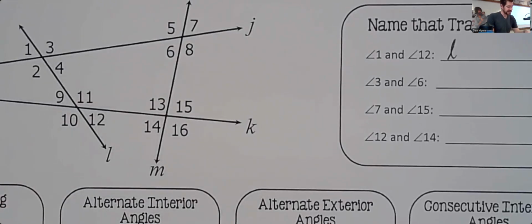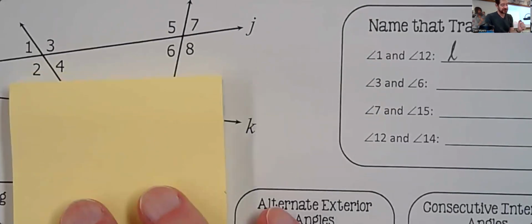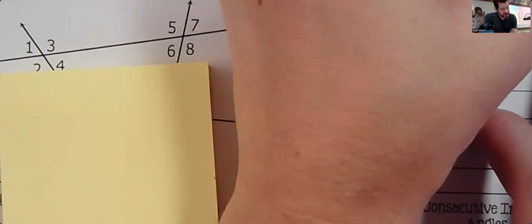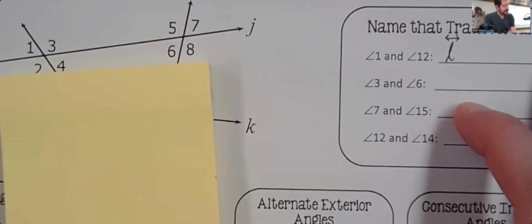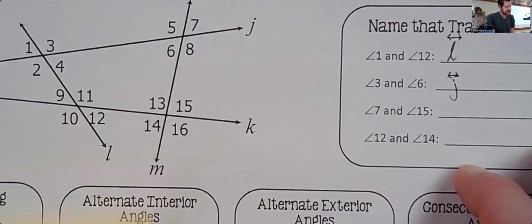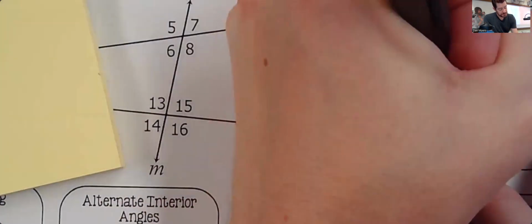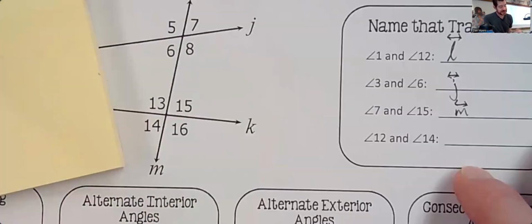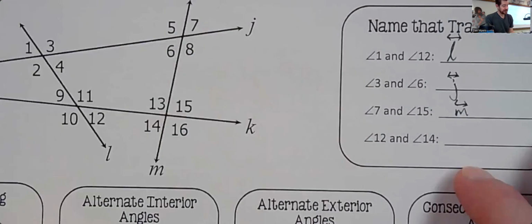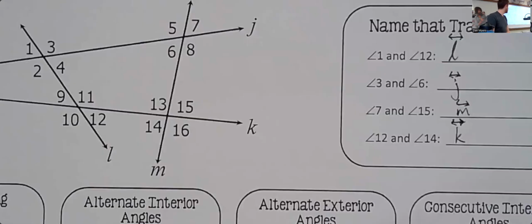For 3 and 6, J would be the transversal. Oh, I can't forget about the line symbol. So line L, and then 3 and 6, line J. 7 and 15, line M. And I'm guessing the last one is line K. Yep. One of each, as is usually the case with this kind of stuff. So those are the transversals for each of those sets of angles.